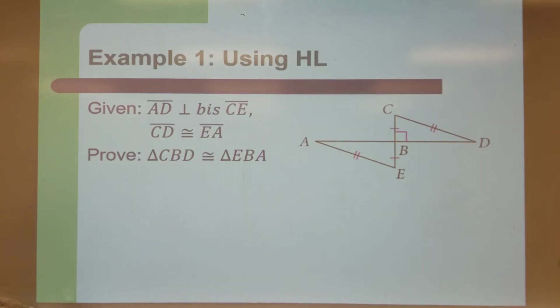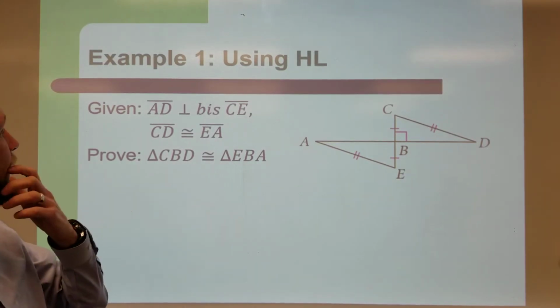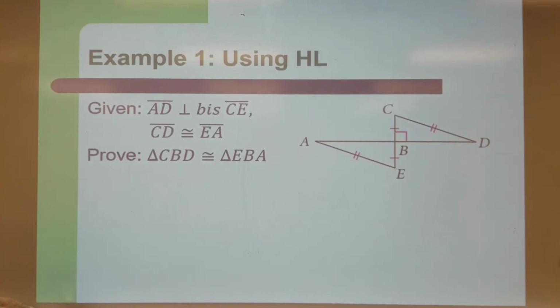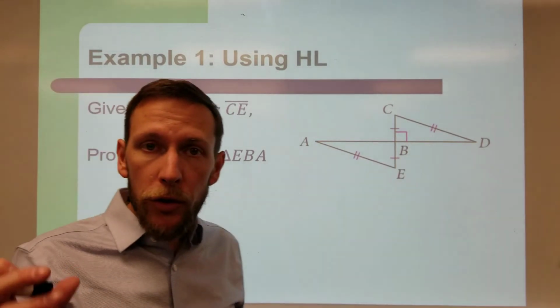So here we go. Given that segment AD is the perpendicular bisector of segment CE, and also given that segment CD is congruent to segment EA, prove that these triangles are congruent. So essentially what we're going to do is go through a series of steps.